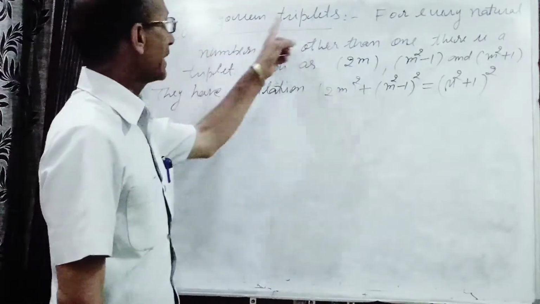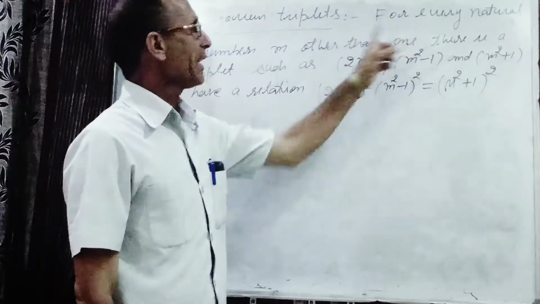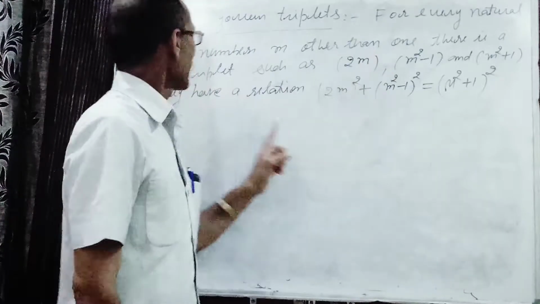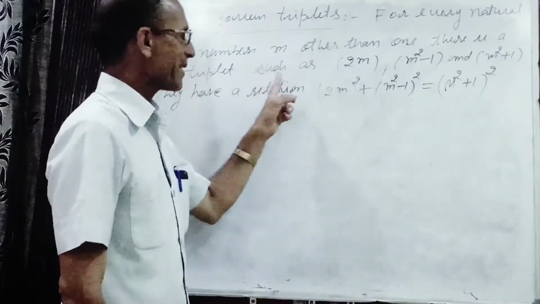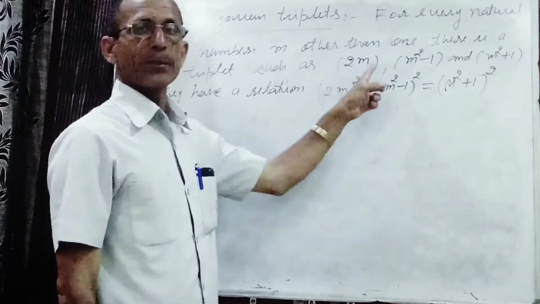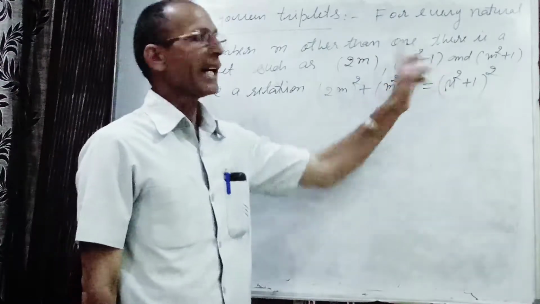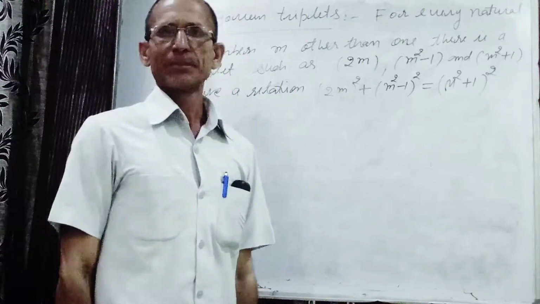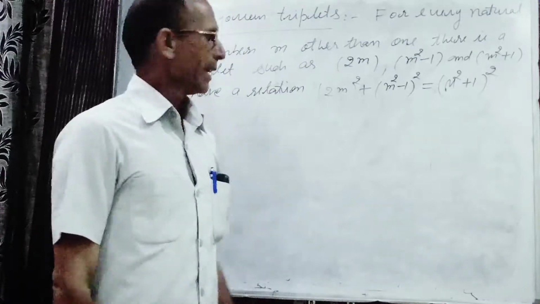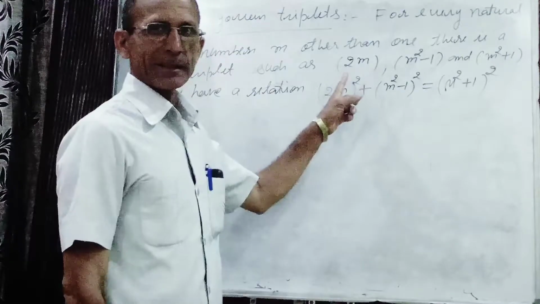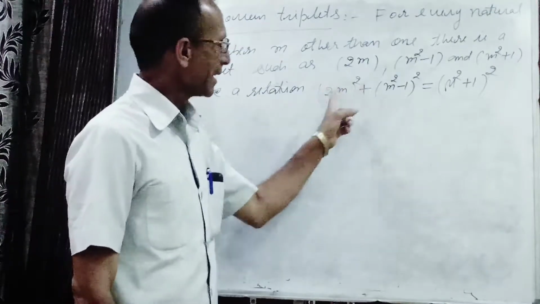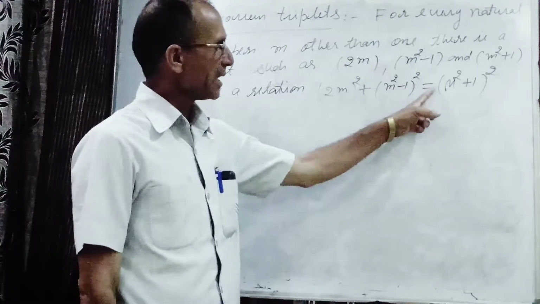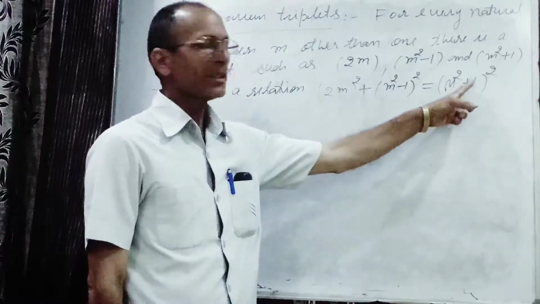Definition of Pythagorean triplets: for every natural number m other than 1, there is a triplet such as 2m, m square minus 1 and m square plus 1. Take three natural numbers other than 1, and there is a relation: (2m) square plus (m square minus 1) whole square is equal to (m square plus 1) whole square.